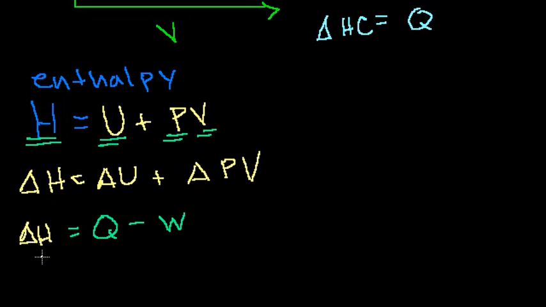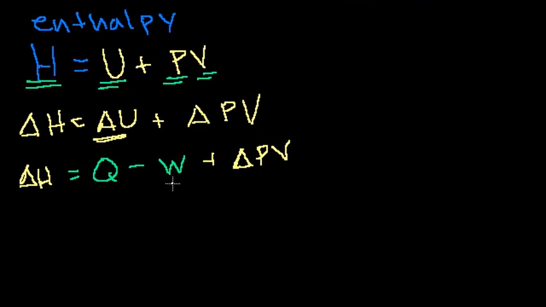The change in enthalpy is equal to the heat applied minus the work done. That's just the change in internal energy. And plus delta PV. This is just from the definition of my enthalpy. Now this is starting to look interesting. What's the work done by a system? So I could write change in H, or enthalpy, is equal to the heat applied to the system minus what's the work done by a system?